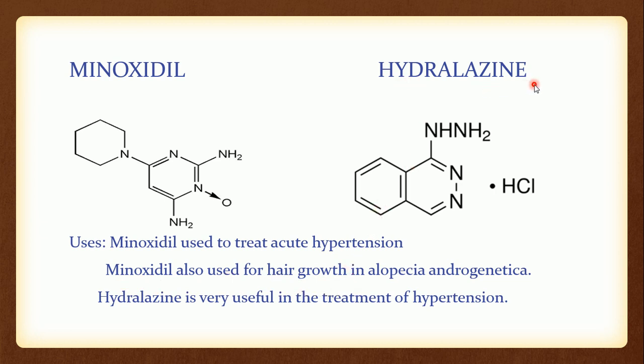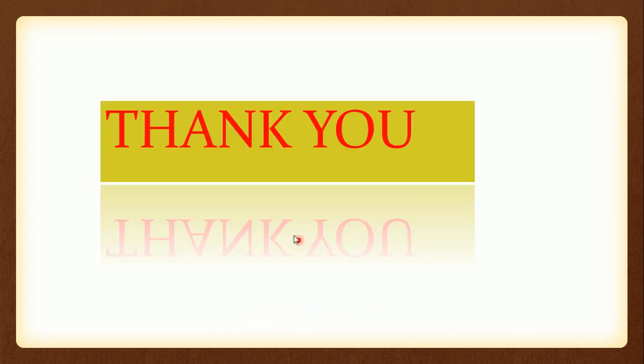Next structure is hydralazine. Hydralazine contains a phenyl ring, which is attached with a 6-membered ring containing 2 nitrogens at the first and second position, that is called pyridazine. This is attached with the phenyl ring or benzene, that is the structure of hydralazine. To this structure, NH-NH2, that is a hydrazine group, is attached at the third position. Hydralazine is very powerful in the treatment of hypertension.